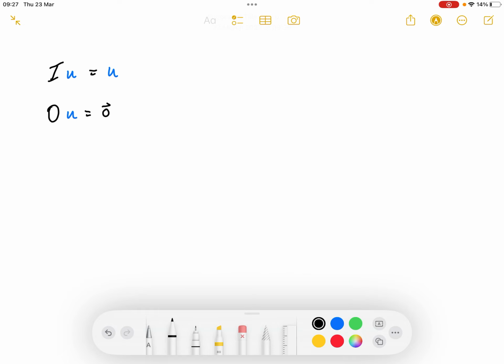If you multiply the identity, if you multiply any matrix A, so what we're looking at is, here we're looking at some basic matrices, and here we're looking at some general results about matrices.